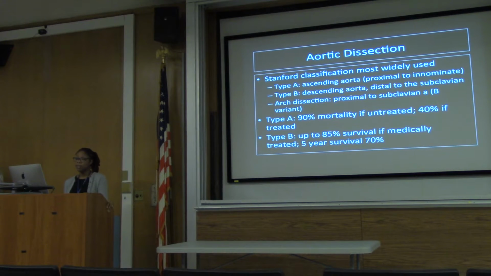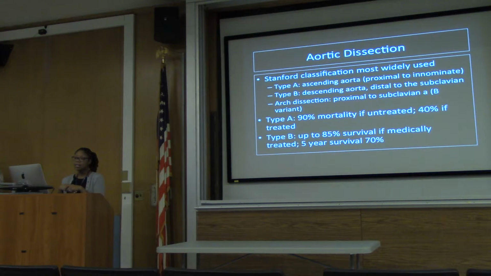So we use the Stanford classification to classify these, and it's very important because depending on how you classify this will determine how they're managed. So the ascending aorta is a type A, and like I said, the ascending aorta does not include the arch. That's a very common mistake that people make. The ascending aorta does not include the arch, which is basically from the aortic valve or the root to just before the innominate or the brachiocephalic artery. Okay, and the type B is anything distal to the subclavian artery, and when it involves the arch, we refer to that as a B variant or arch dissection.